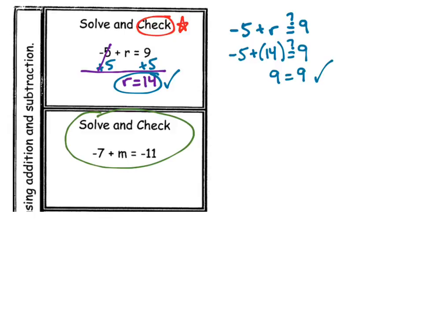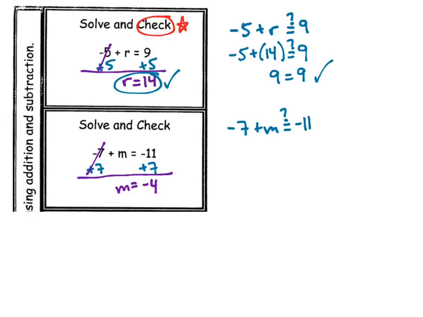Ready? All right. So again, let's see, I have a negative 7, so I just had to add 7 to both sides. Negative 7 and 7 cancel, so I have m equals negative 11 plus 7 equals negative 4. That's an answer I'm not secure about, so I'm going to check it underneath. Negative 7 plus m should equal negative 11. Negative 7 plus negative 4 should equal negative 11. Do you see now why the parentheses come in really handy? And negative 11 does equal negative 11, so I am correct.